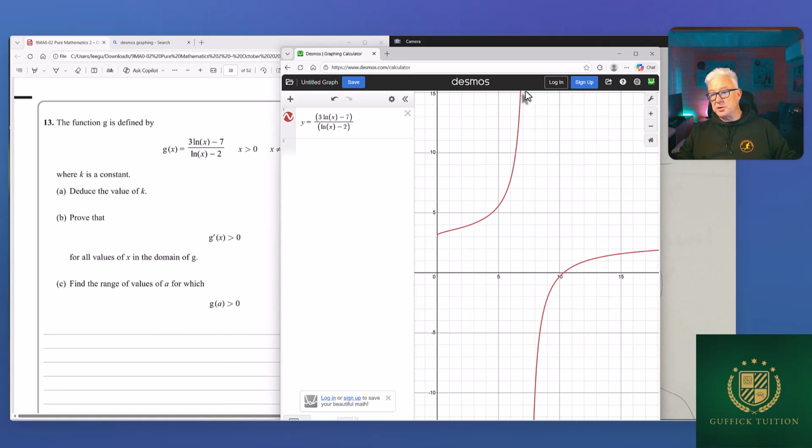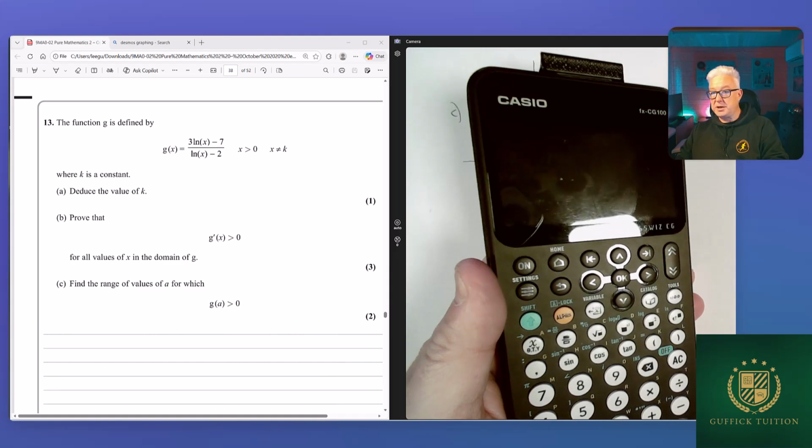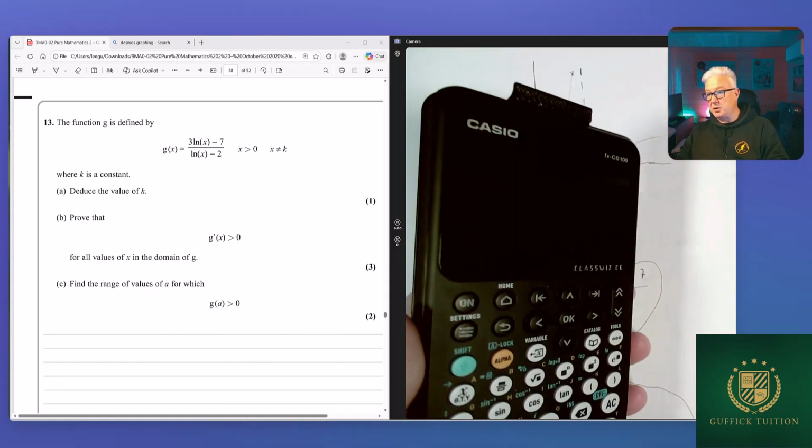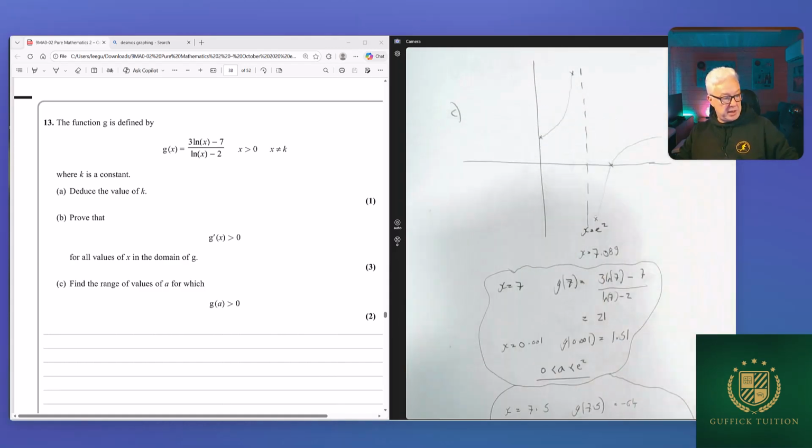And we can deduce straight away that we have our vertical asymptote here at x is equal to e squared, as we discussed. So from this, we can quickly deduce whereabouts our function is greater than 0. So if you are in possession of a graphical calculator, you're at an immediate advantage with this one. Personally, at the moment, I would recommend the CG100 from Casio as the go-to graphical calculator to get. I think it's quite a nice calculator.